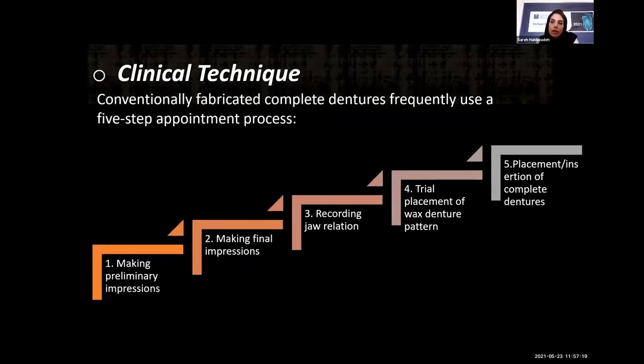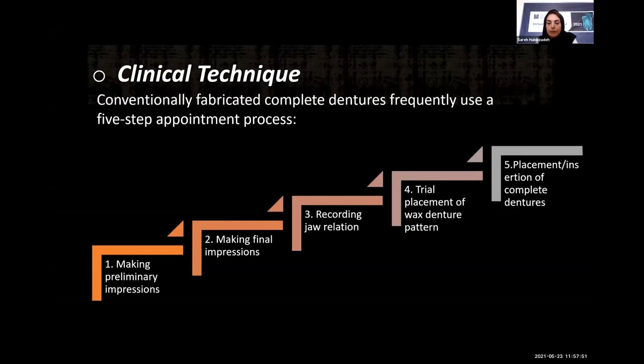Comparing the clinical steps of a conventional denture and a digital denture, we see that in order to fabricate a conventional denture, the least we have is a 5-step appointment process. If we're lucky and everything goes well, we'll have the preliminary impressions in the first session, then we'll have our final impressions. In the third session, we'll have the jaw relation records, and finally, we'll have a denture in wax, which will be tried in the fourth session. And if everything is okay, then the 5th session or appointment will be the delivery of the denture.